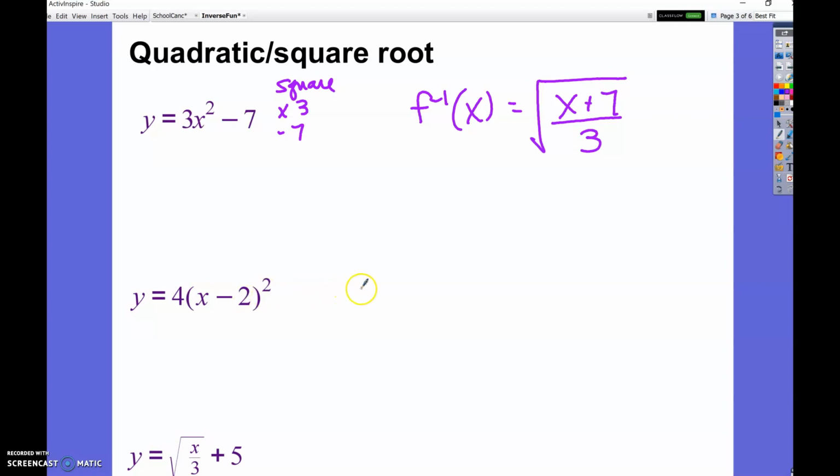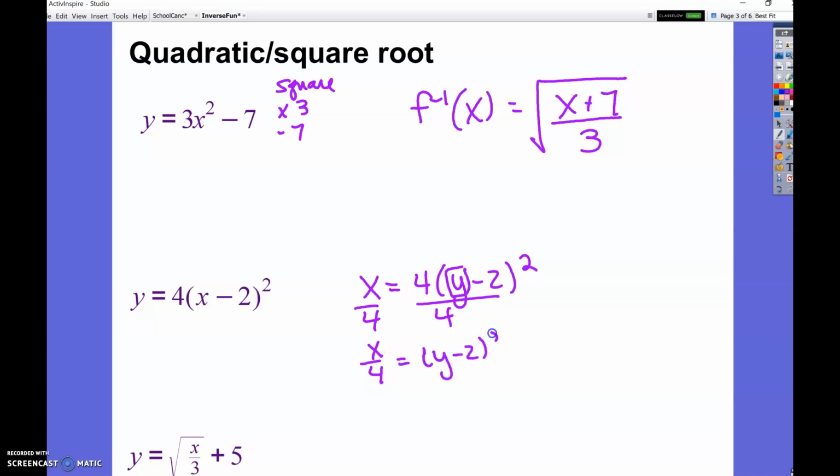This one, I'll go ahead and try it the other way, where I flip the x and the y first. So I'd have x equals 4 times y minus 2 quantity squared. And my goal now is to get y alone. So what am I going to rip off first here? I'm going to do, again, order of operations in reverse. So normally I would subtract 2, then square, then times by 4, so I'm going to divide by 4 first. So I'd have x over 4 equals y minus 2 quantity squared.